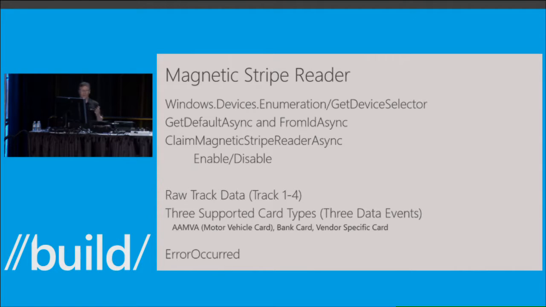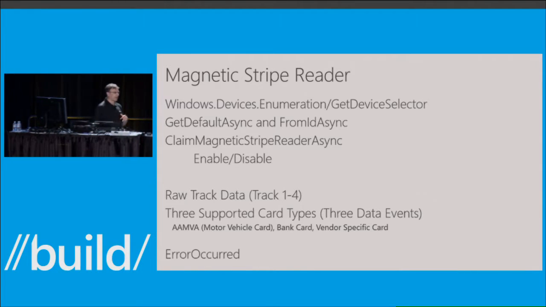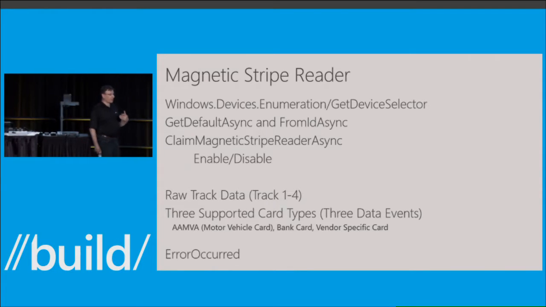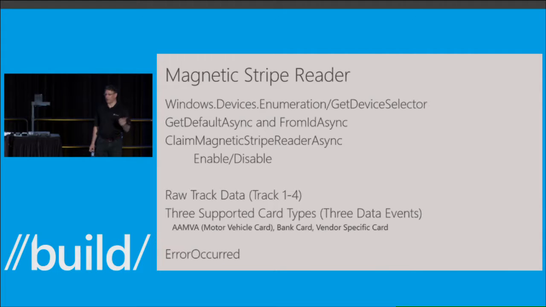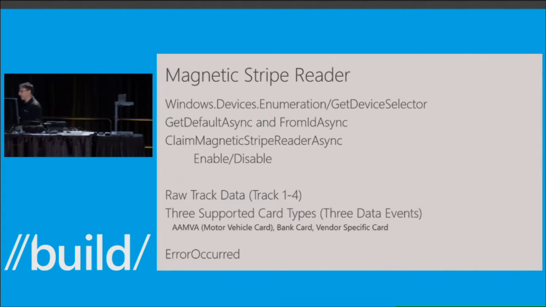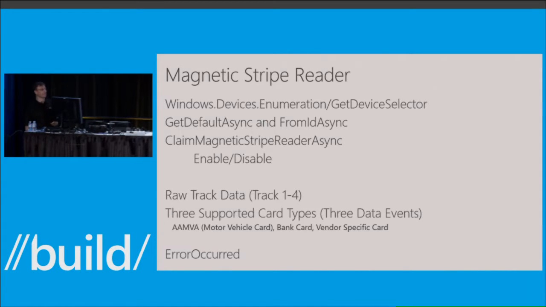So there are 3 separate events that you can get back from reading a magnetic stripe. As a developer, you probably know your scenario. I'm writing a fixed POS terminal payment application. Therefore, I'm really not interested in motor vehicle cards or vendor cards. I'm only interested in bank cards, right? So you would, in that case, only set up the bank card data received event. Okay, makes sense?